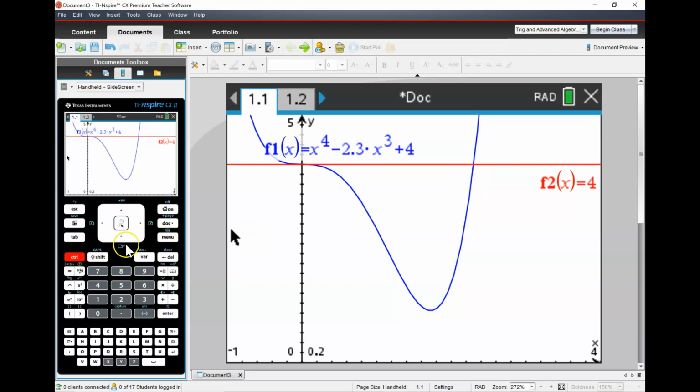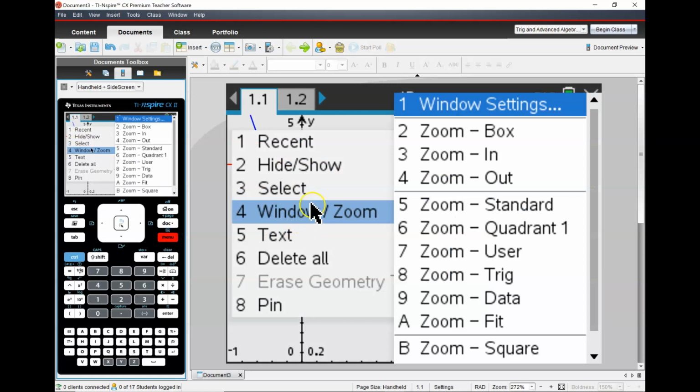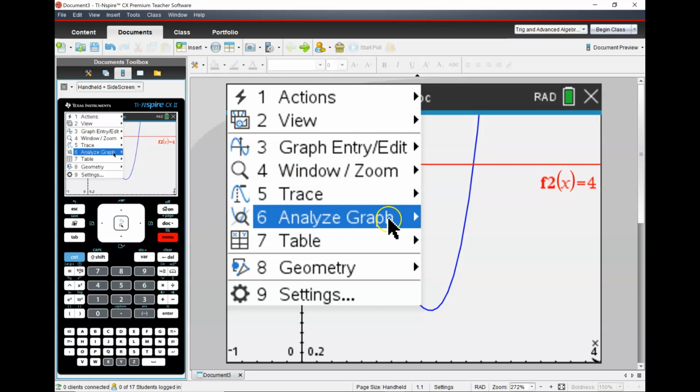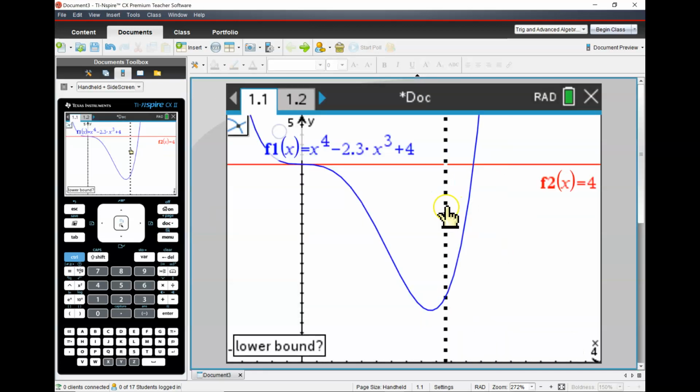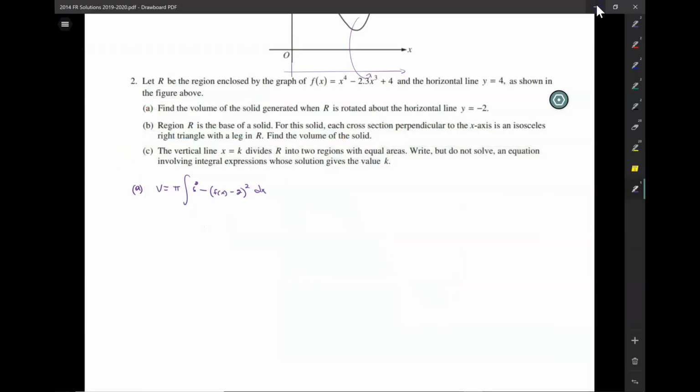So if I want to do menu, what happened? Analyze graph, intersection. All right, we're going to store this, right? And it's just 2.3. So you don't even have to store it if you don't want to, because it's small enough. So this is going to go from 0 to 2.3. Okay, and that's a plus.